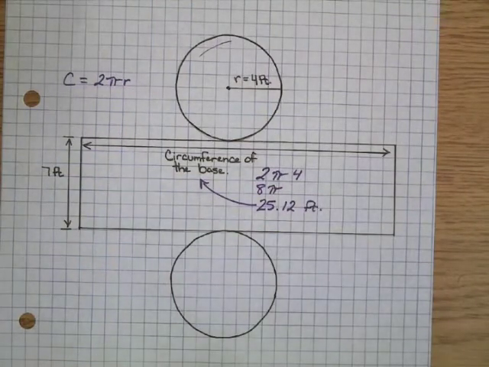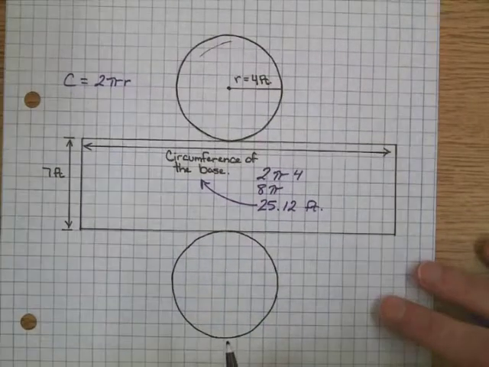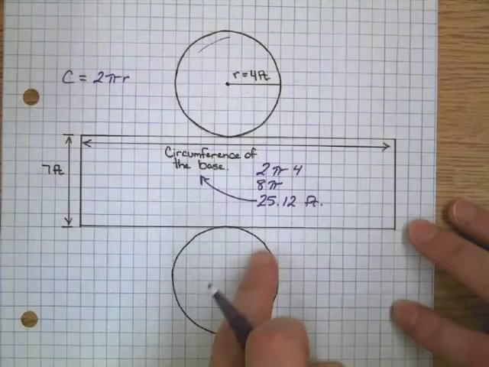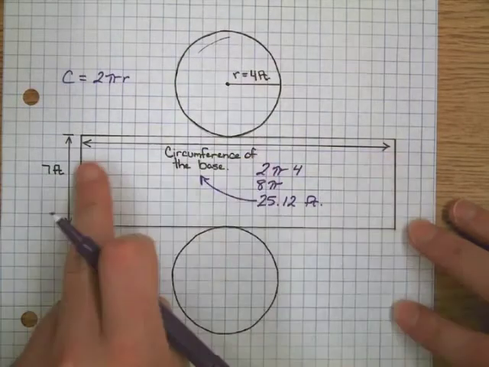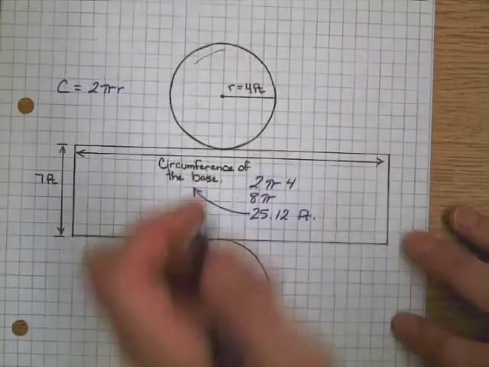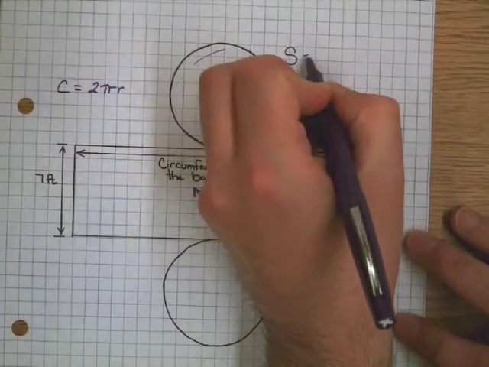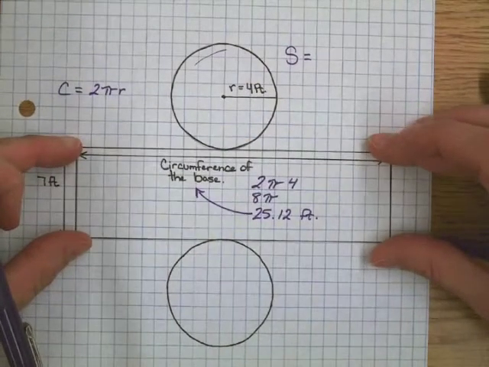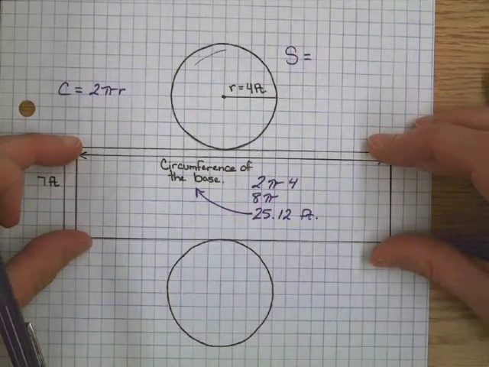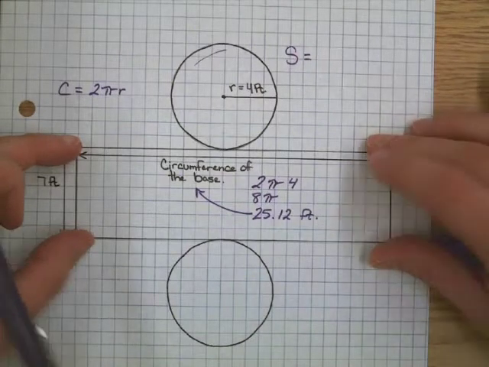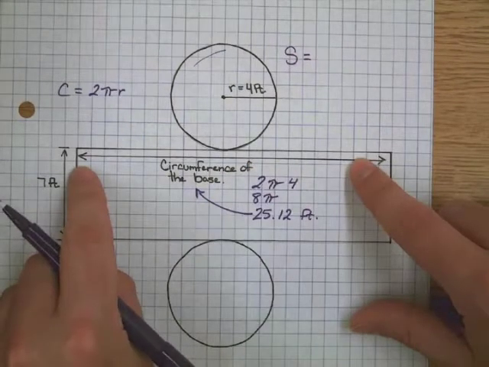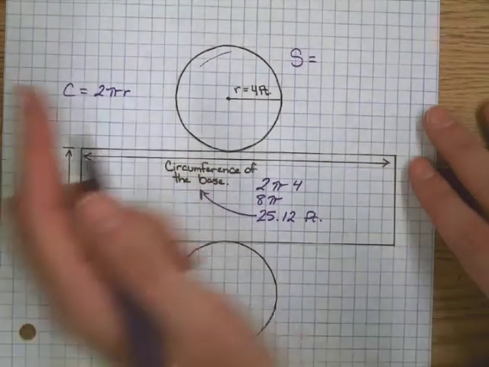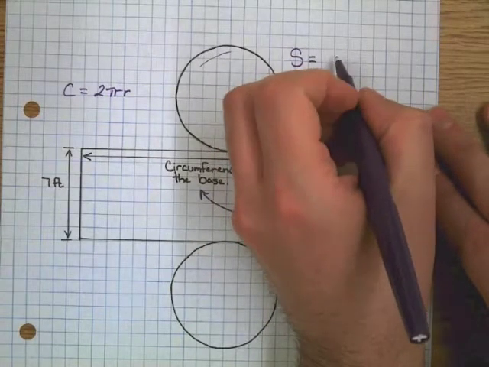Now, we actually want to find the surface area. That's the area of this base, the area of this base, and the area of this rectangle in here. We need to find this entire area right here. And the area of a rectangle is length times width. Well, our length, in this case, is the circumference, and that's 2 times pi times r. So I'm going to write that right here.